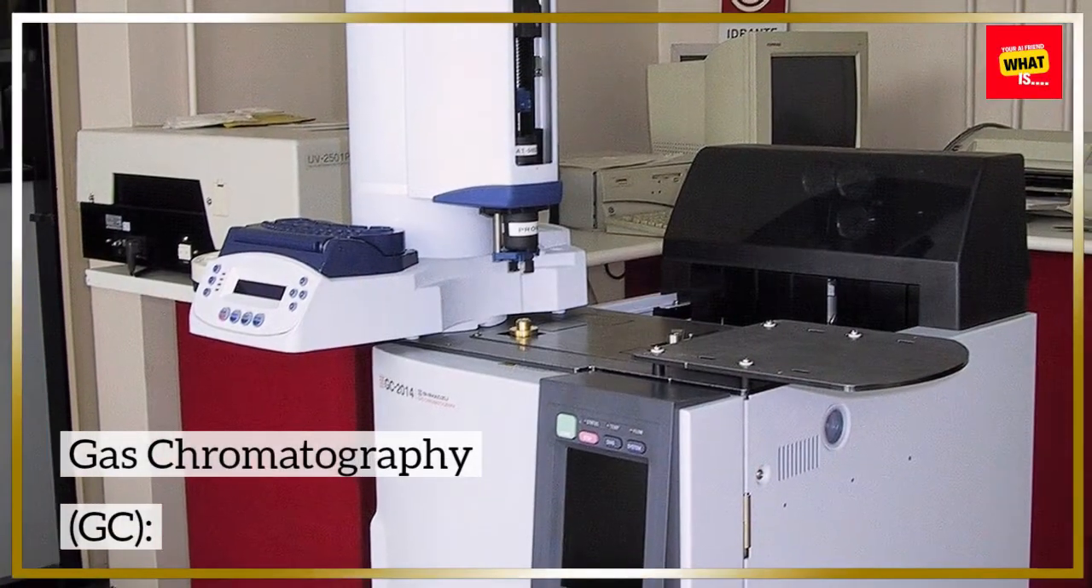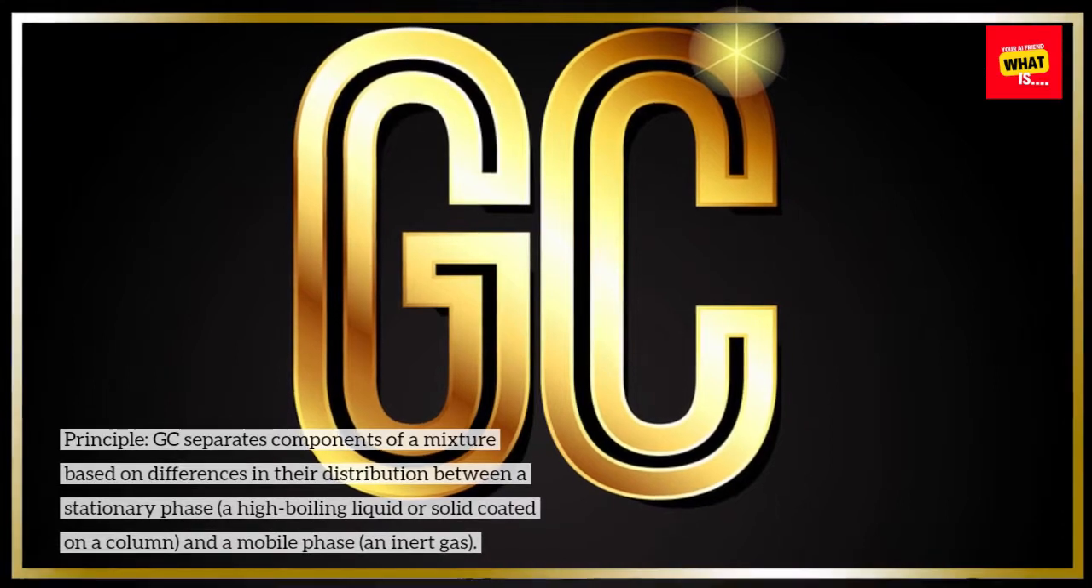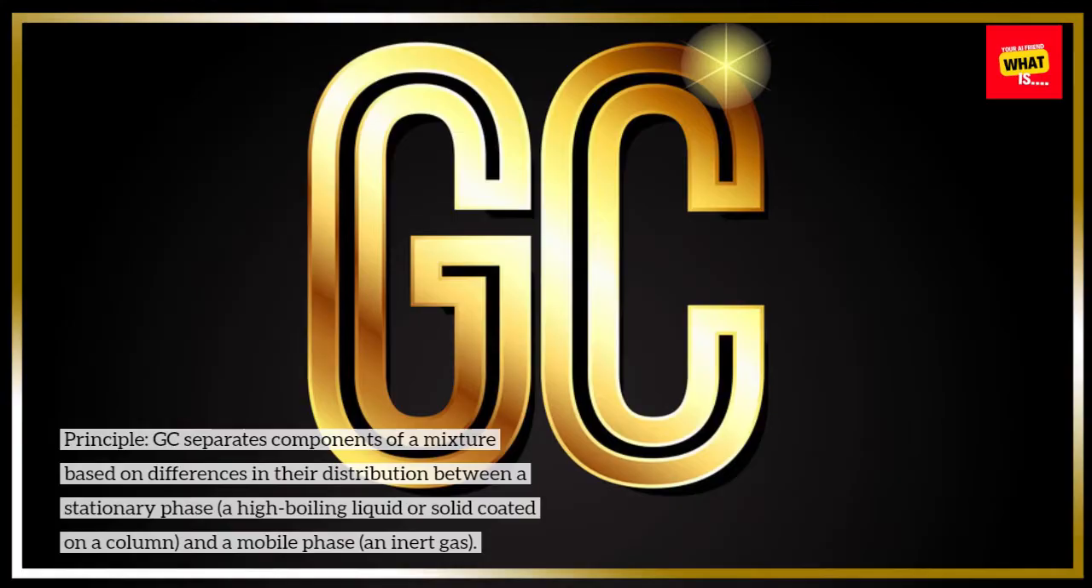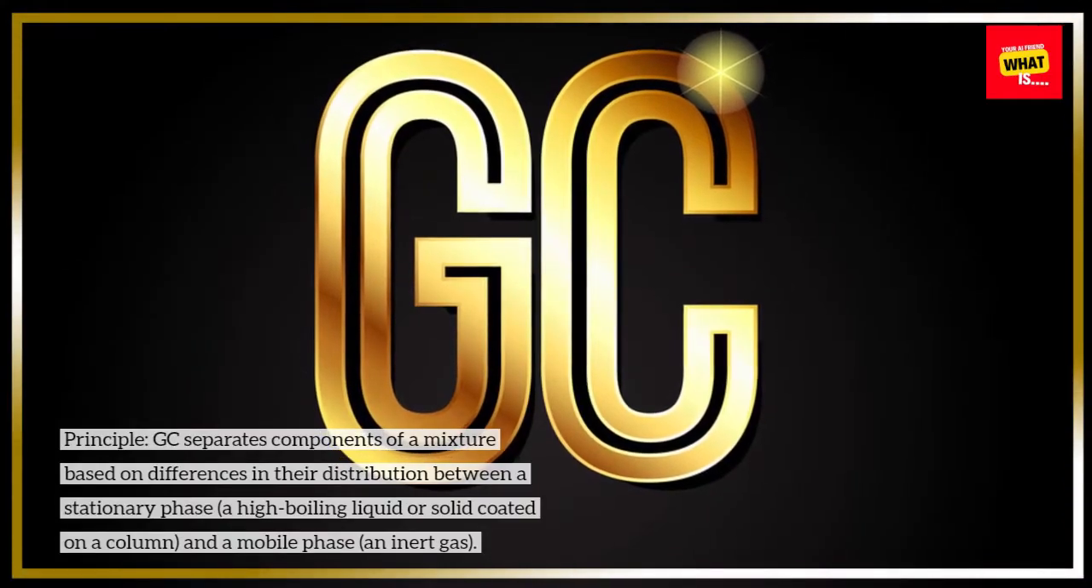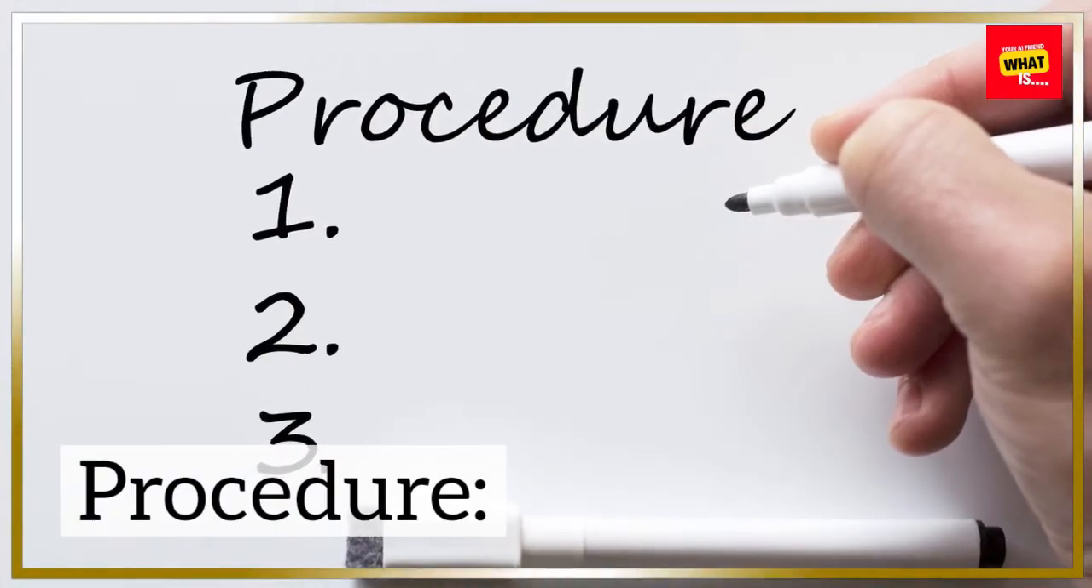Gas chromatography, GC. Principle. GC separates components of a mixture based on differences in their distribution between a stationary phase, a high boiling liquid or solid coated on a column, and a mobile phase, an inert gas. Procedure.